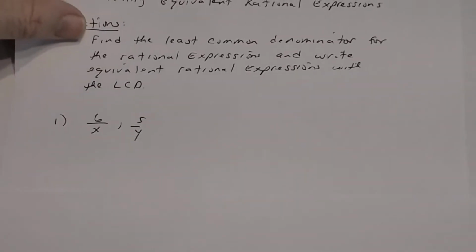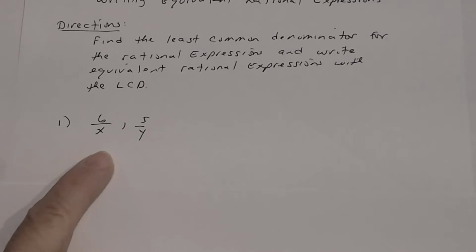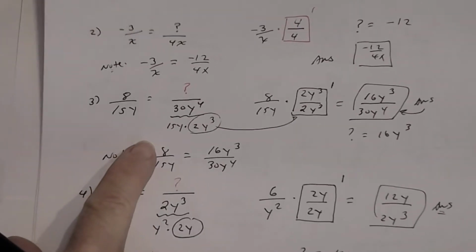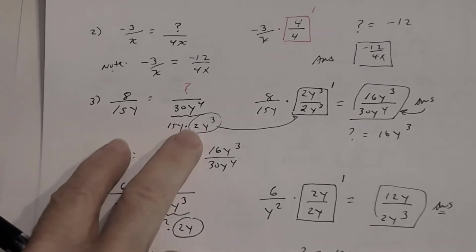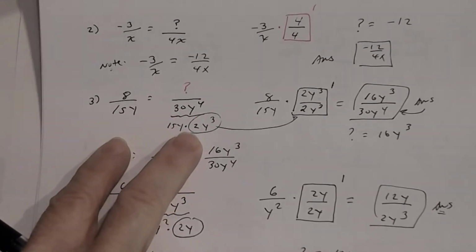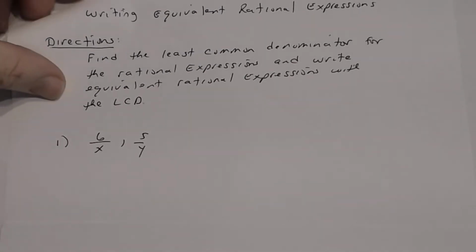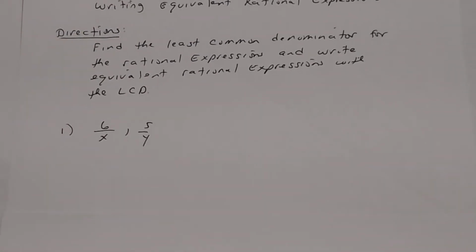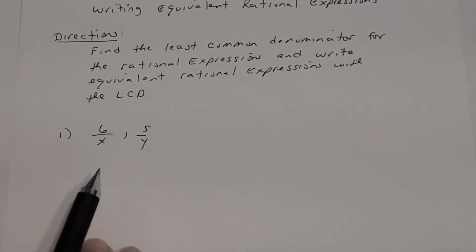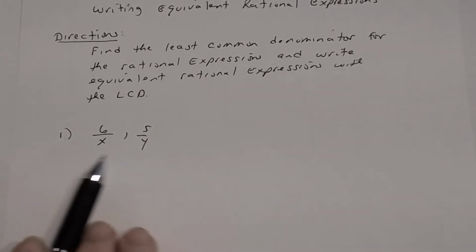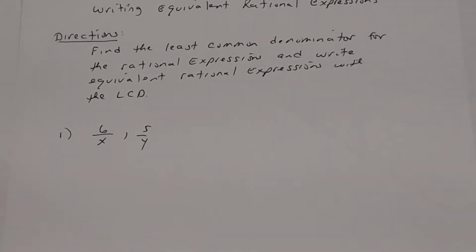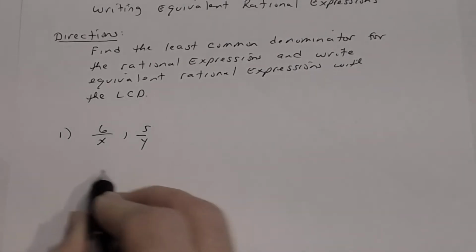Now notice the difference between number 1 and the previous one. It's almost the same idea except you're looking at it from a different perspective. Knowing this will help you with this as well. In number 1, you have these 2 rational expressions, and you want to find the least common denominator of those 2. So first of all, we have to find the least common denominator.